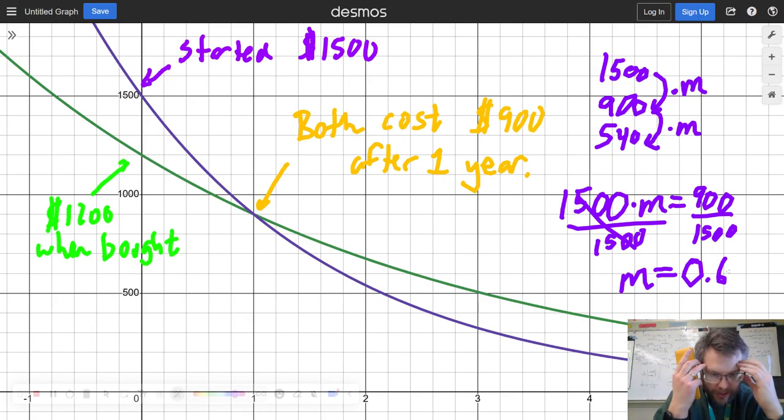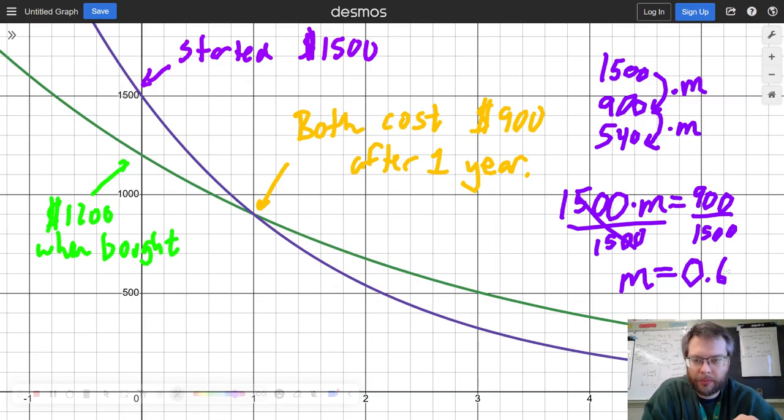If you learn nothing else about exponential functions, the only thing that you need to remember is that when you divide consecutive y values, you always get a constant number. Dividing consecutive numbers gives you the same number every time. So you can say that in a different way. You can say the ratio of consecutive y values is constant.